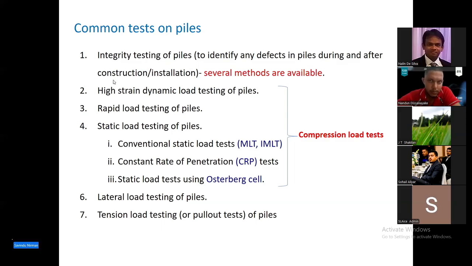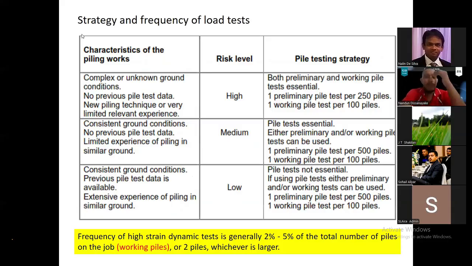So I'm going to talk about the integrity testing, the static load testing, conventional and advanced type of static load testing and the interpretation. Then high strain dynamic load tests, right? Lateral load test, and I'm going to talk about lateral load testing and tension load testing as well. So first, I would like to discuss the testing strategy and the frequency.